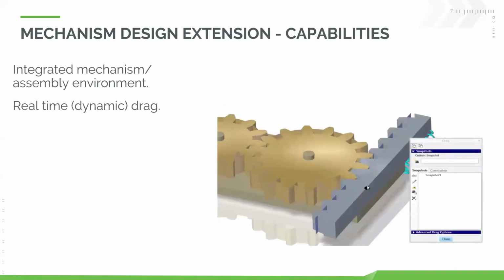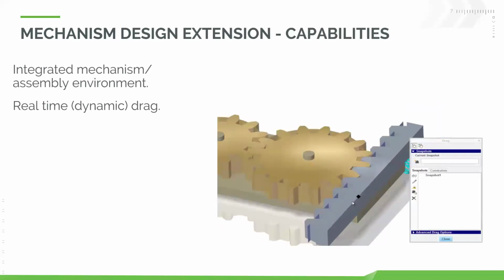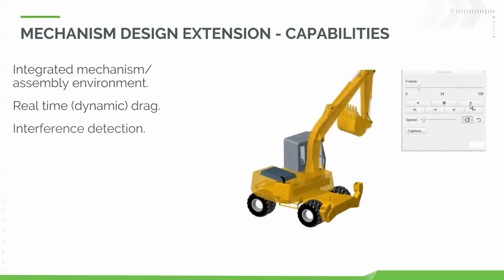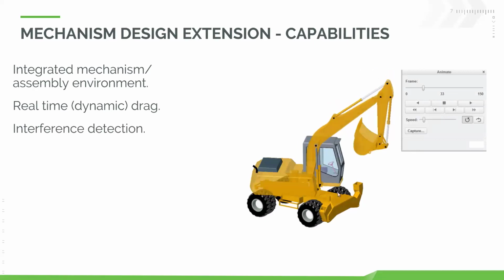And then you can really dynamically work on dragging in your parts. Let's say you have your gears on here, you want to drag them around, see from left to right how they're spinning, how they're moving, you're able to do that. And then take it a step further. Do you care about any interferences?